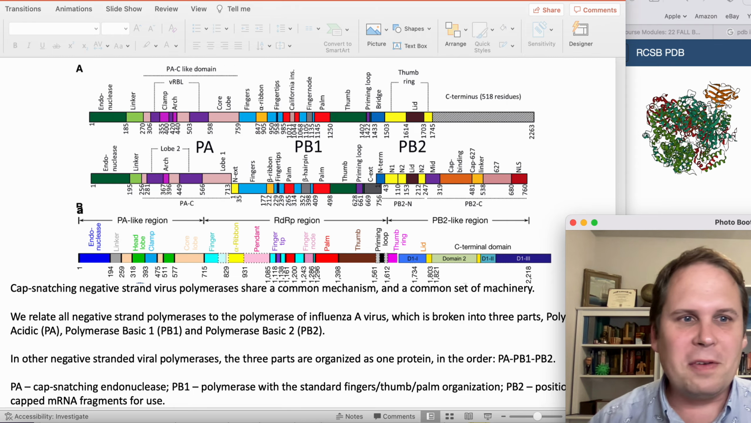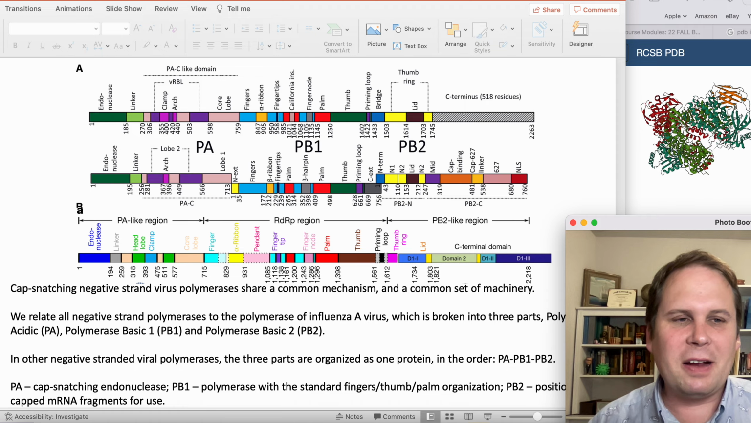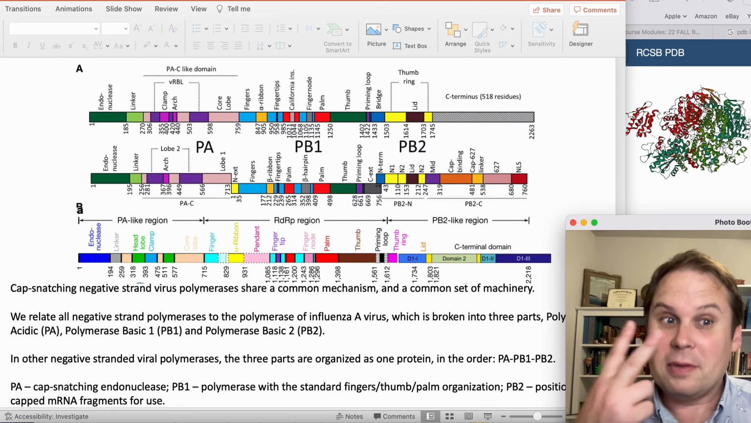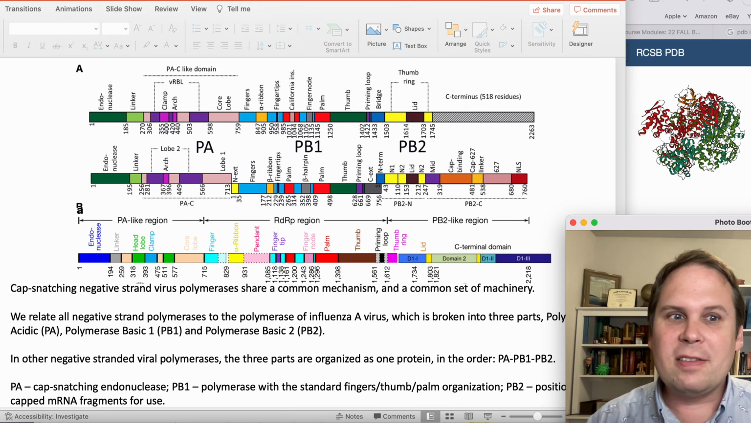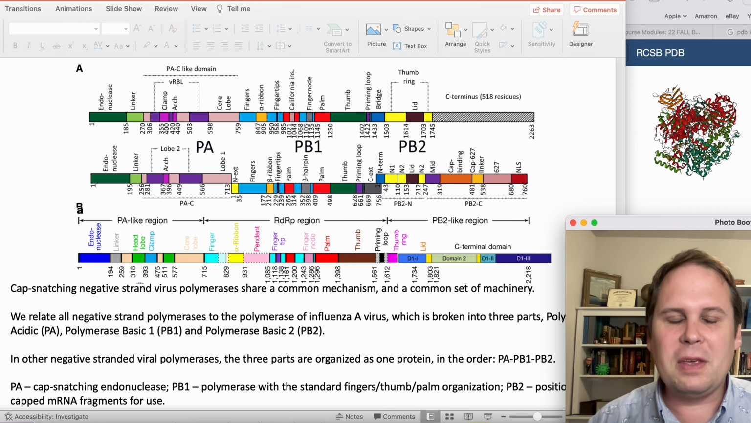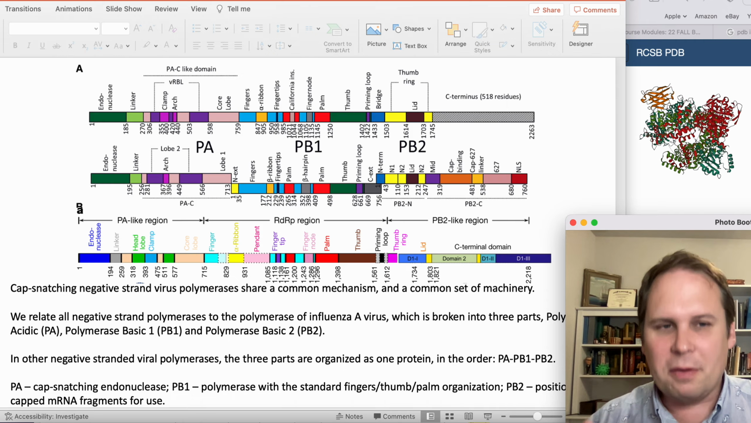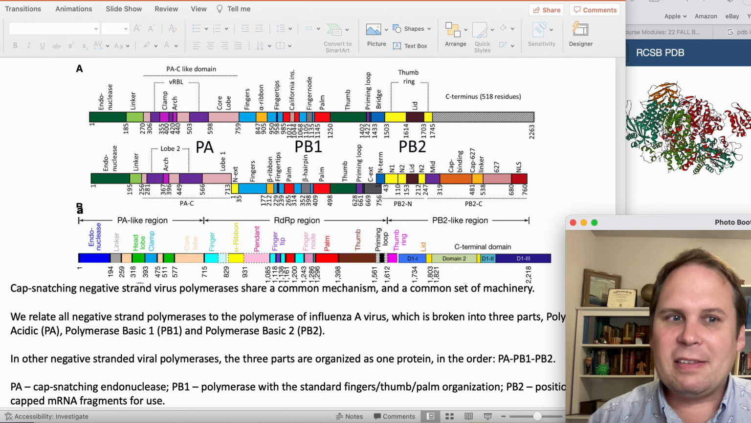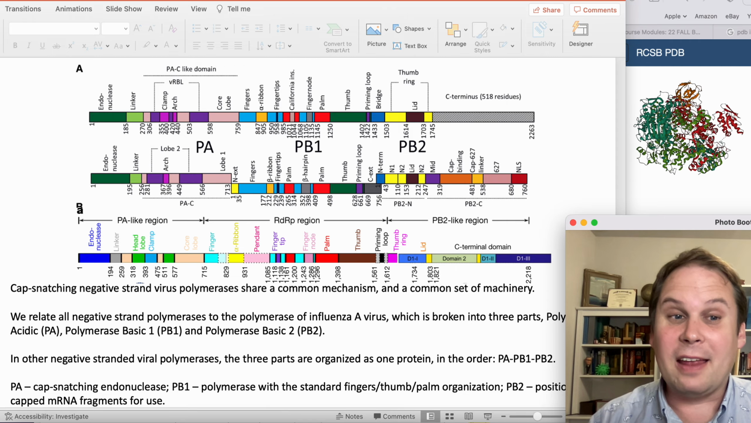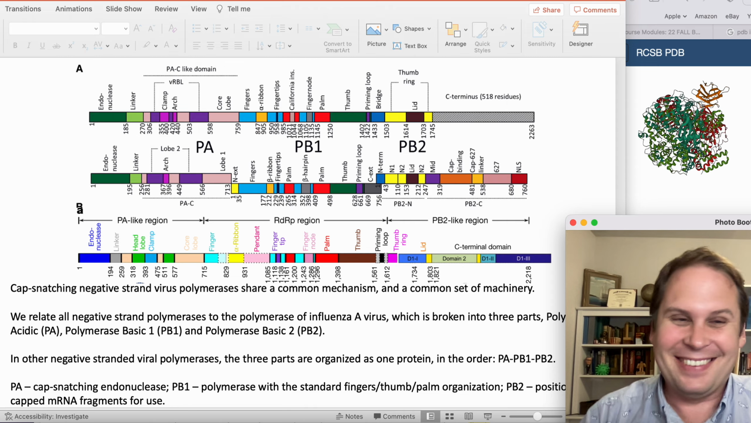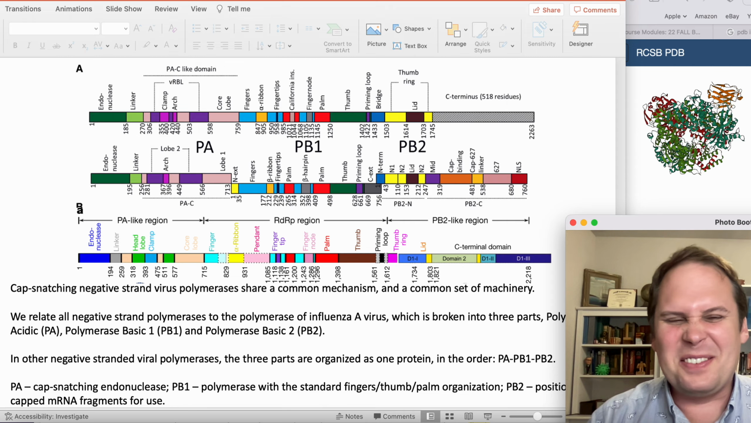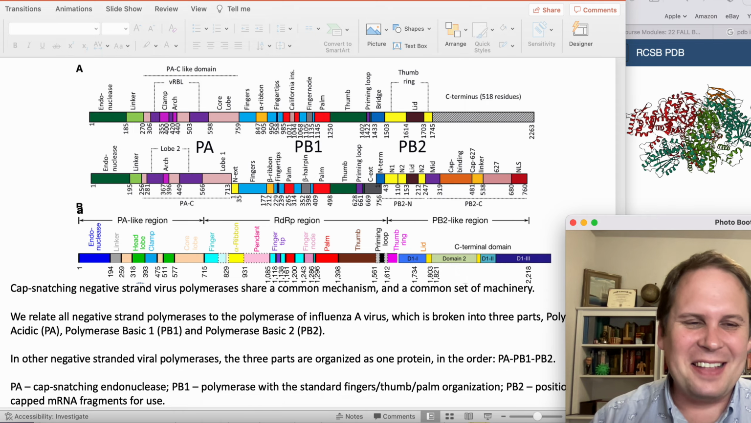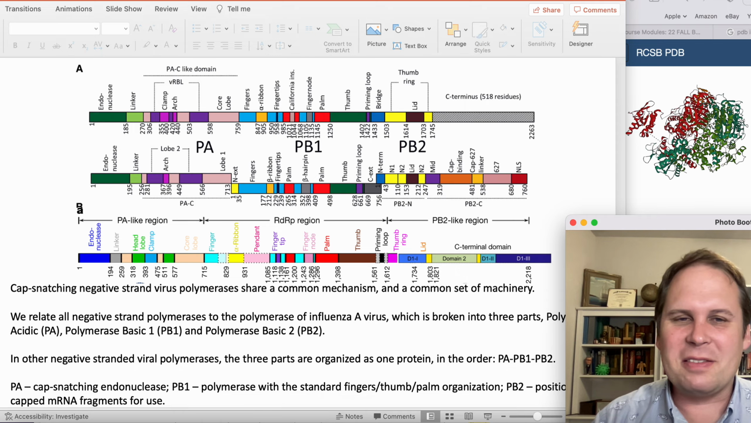Okay, so we've got to divide up our negative strand virus polymerases into a couple of groups. First group, well, 2 groups. The first group are the ones that steal caps. So these are viruses that cannot make their own cap structure. And so what they do is they are going to grab a messenger RNA from the host and decapitate it. Literally, yeah. They don't just take the cap, they take the cap plus something like 5 to 10 nucleotides, depending on which virus we're talking about.